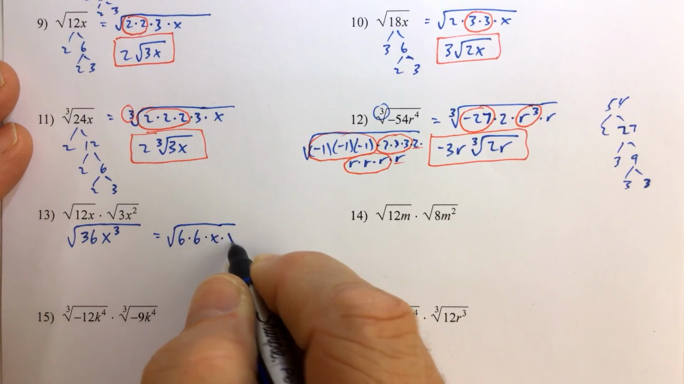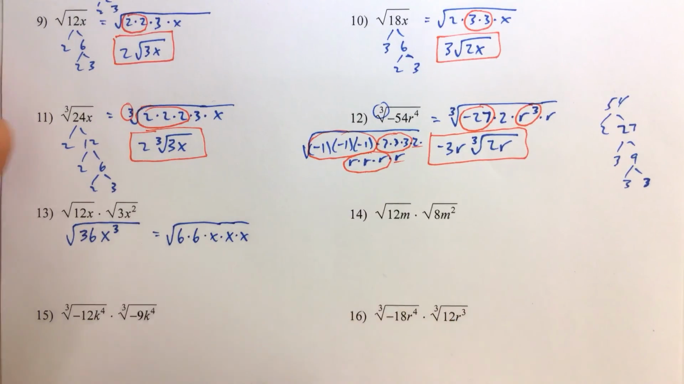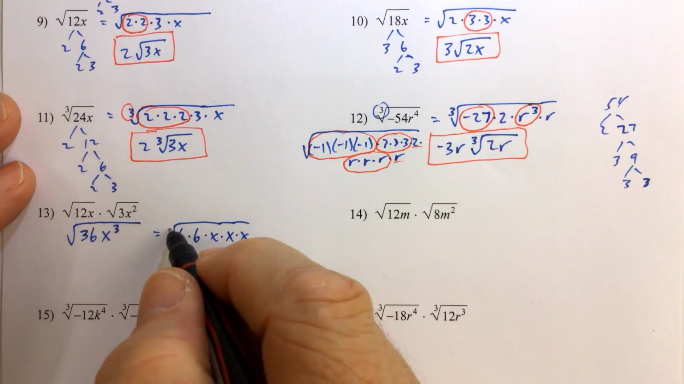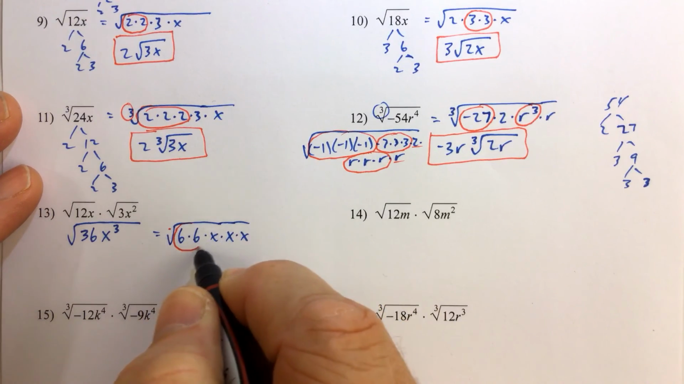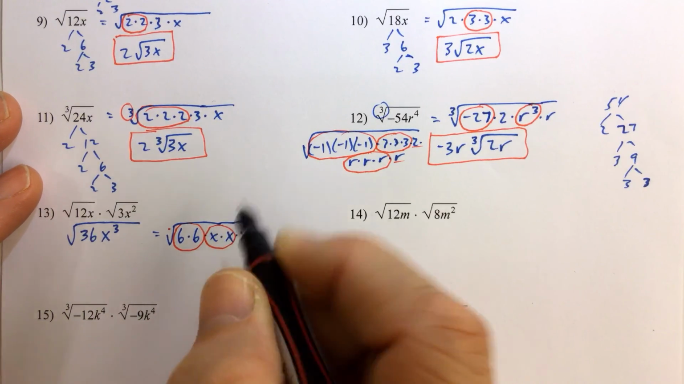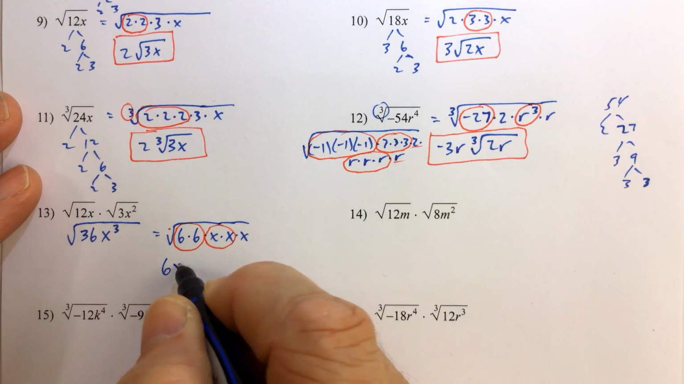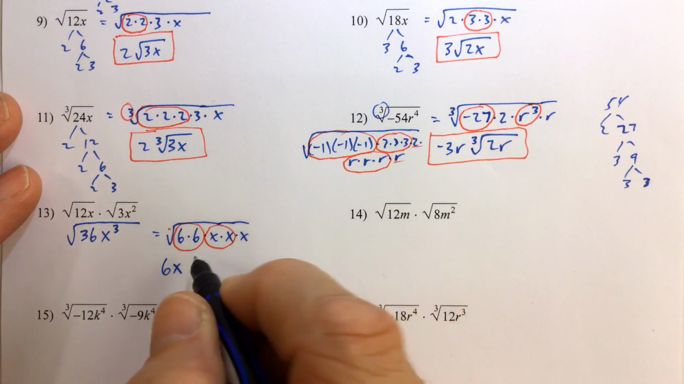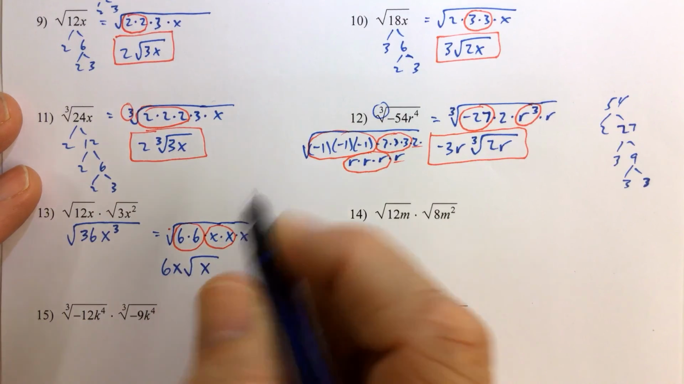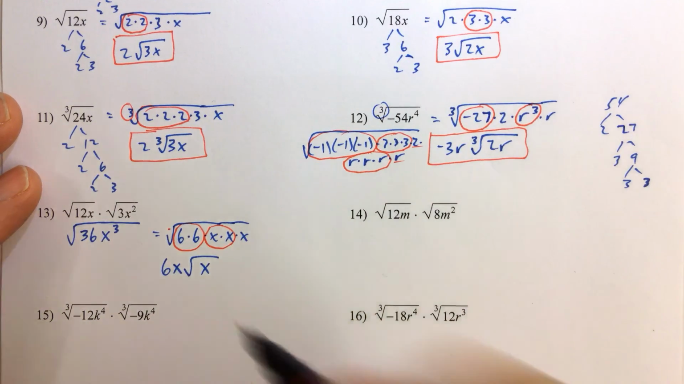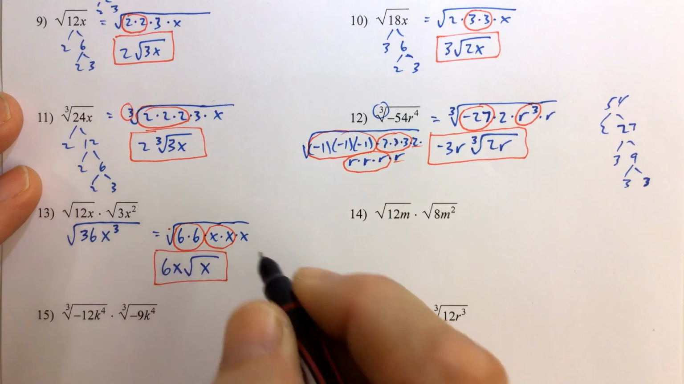And then I have x times x times x. And again, we have a square root, and so what we're looking for is pairs of the same factor. So anytime we have a pair of 6's, we get to pull a 6 out. We have a pair of x's, we get to pull an x out. And we don't have any more pairs. And so what's left under the radical is just the x. So we have 6x times the square root of x.